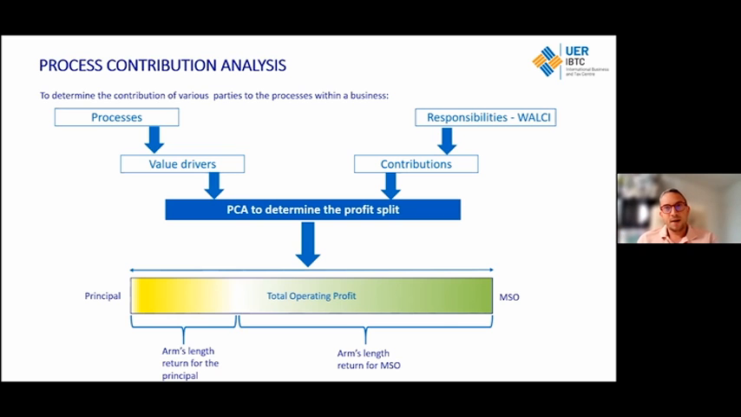In the other part of the analysis, we need to consider the responsibilities of these processes. So we need to split the process and understand who is responsible in terms of WOLC: who is accountable, who leads, who does the work, and so on. Having this split, we understand the contribution and responsibilities of each actor in each product, in each process. And this exercise is fundamental to determine what we call the PCA, process contribution analysis.